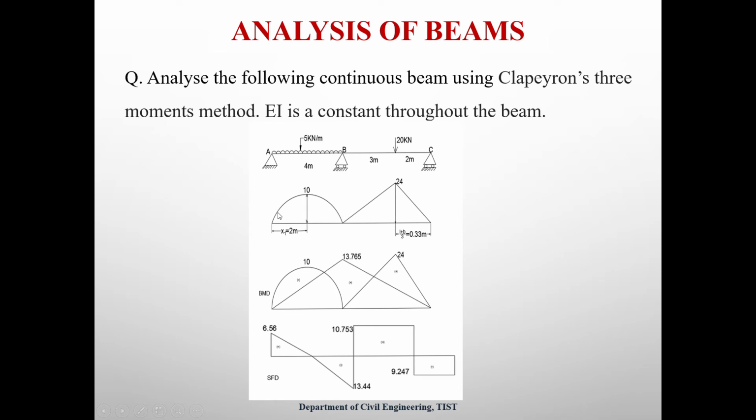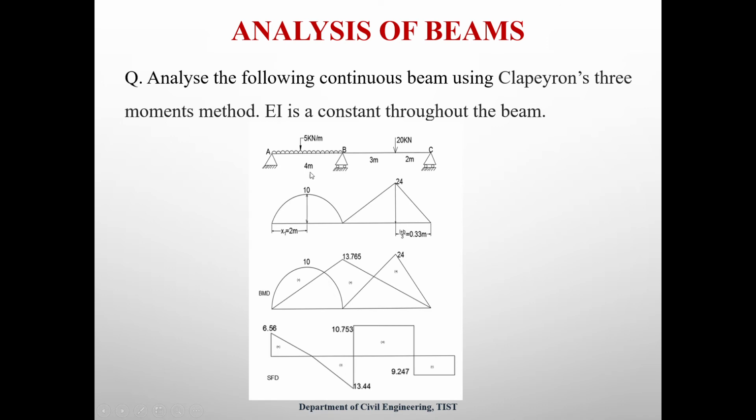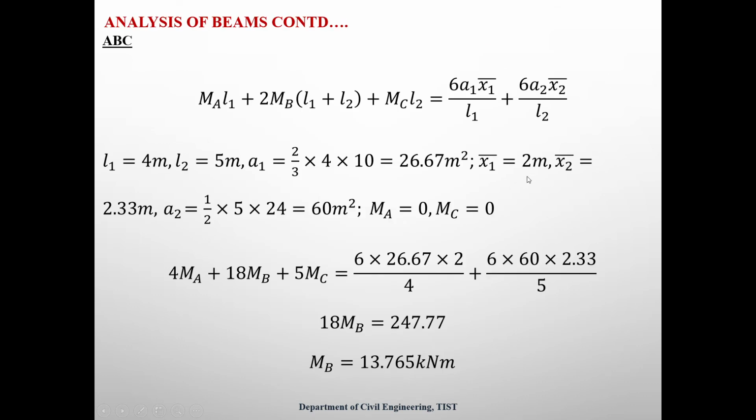Then A1 means it is the area of the free bending moment diagram over the span AB. That means the area of this parabola, that is 2 by 3 into base into altitude. That value is 26.67. Since the free bending moment diagram over the span AB is a symmetrical one, x1 bar means it's 2 meter, that means the middle of the span AB. x1 bar is 2 meter.